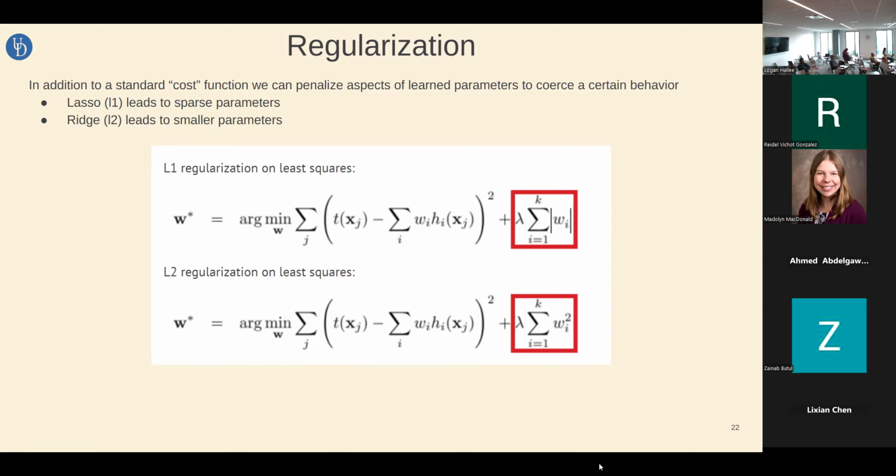You might think that has the same party trick, but it happens to have a slightly different party trick, which is that it just leads to smaller parameters on average. It doesn't lead to as sparse solutions as L1. L1 is referred to as lasso regression, you may have heard of. L2 is referred to as ridge. Of course, you could do L3, but no one really does that.